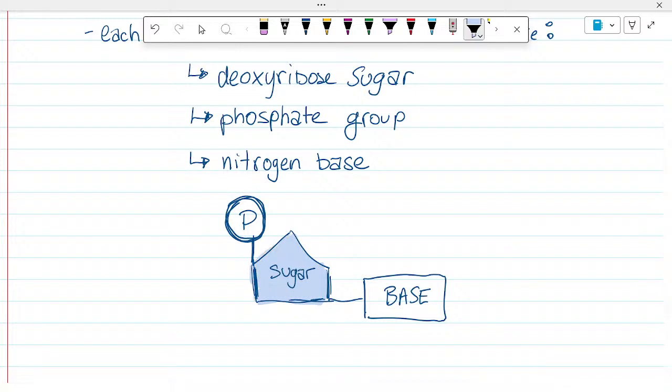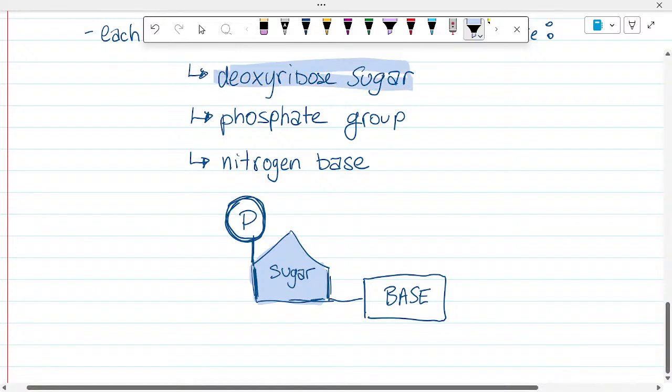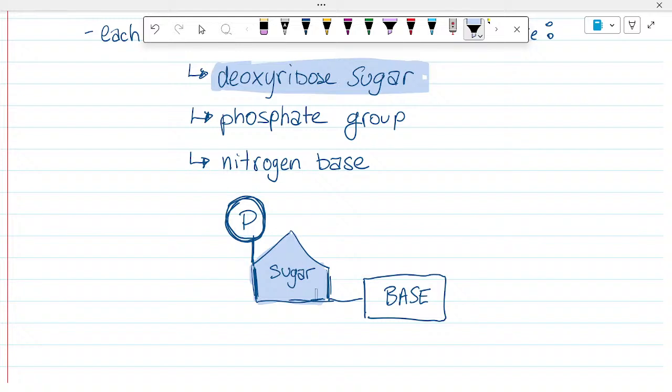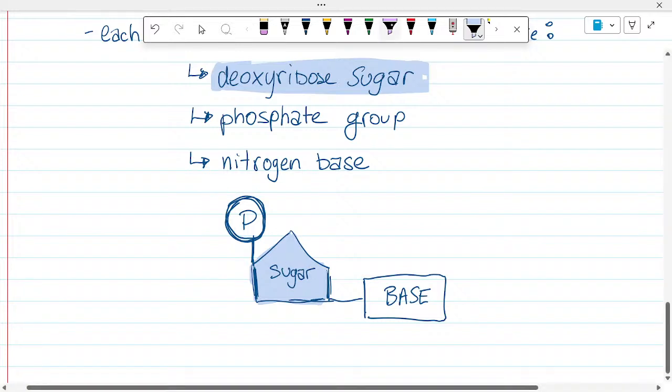We draw this as a little pentagon because it actually is pentagonal in shape. This deoxyribose sugar, which is a molecule made of carbon, hydrogen, and oxygen, makes this little shape here. Then we have the phosphate group.